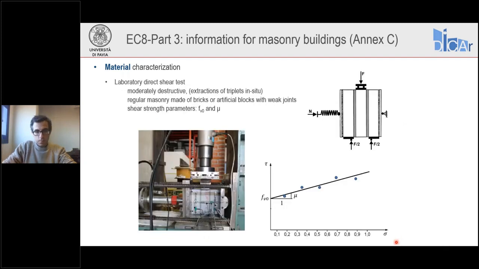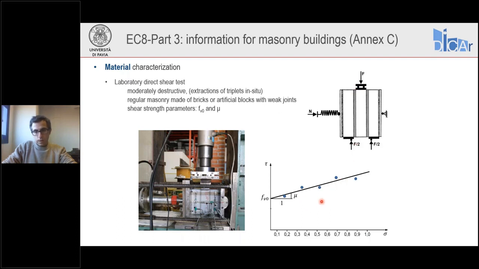The last test that can be used, this time is not an in-situ test, but a laboratory test. It's called the direct shear test. It is moderately destructive because you are required to extract from the building this sample, which is made by 3 bricks and the joints in between. So you extract this sample, you bring it to the laboratory, and you apply an axial force, which is orthogonal to the joints, plus a load, which is parallel to the joints.